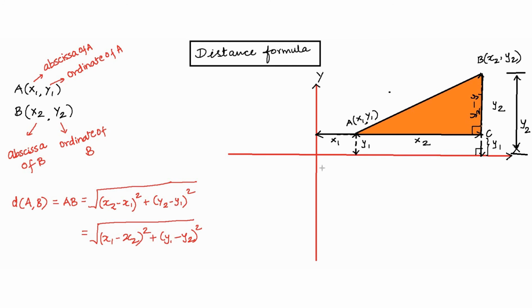Similarly, the complete horizontal length is x2, of which a part of the length is x1. So this length is x1, and this complete horizontal length is x2, which means the length AC is going to be x2 minus x1. And therefore, now this is a right angle triangle. I know the length of BC, I know the length of AC.